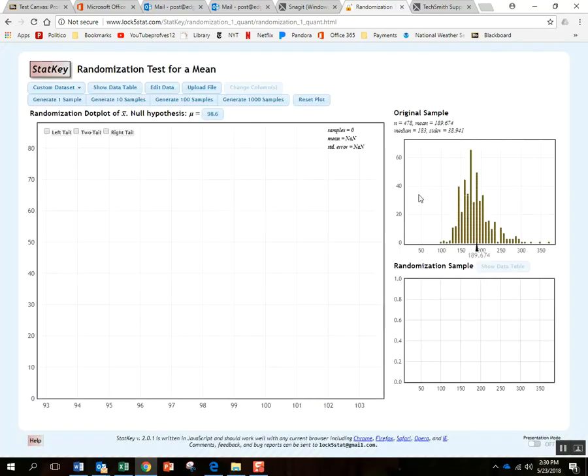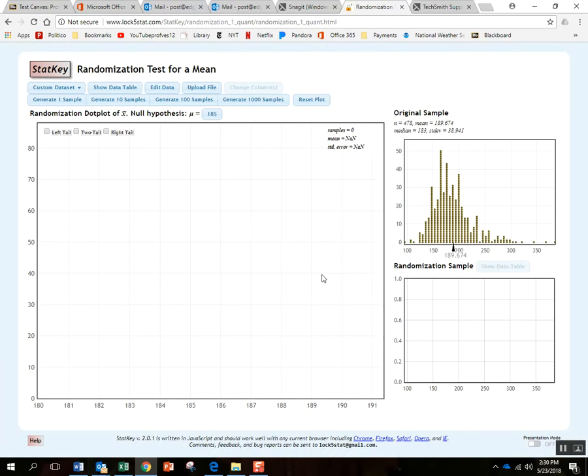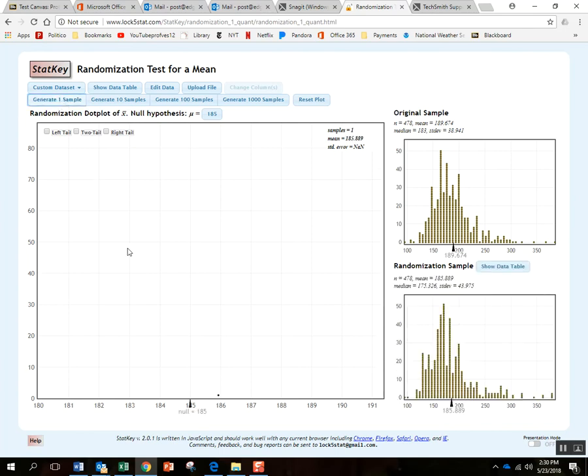and over here we have the original data, original sample, the mean 189.674. And now we set our null hypothesis, the thing we're comparing against, to 185. And then we're going to ask StatKey to generate some samples. So let's just generate one sample for starters. So that one sample, you see it over here, it had a mean of 185.89.